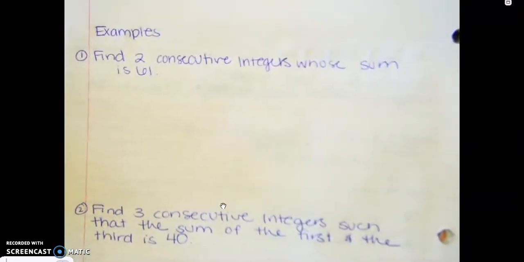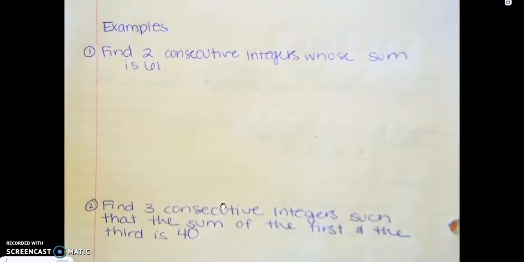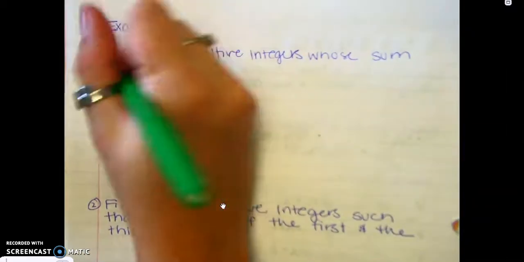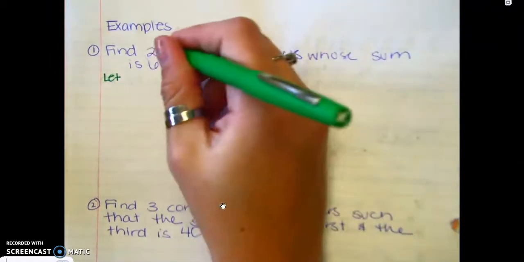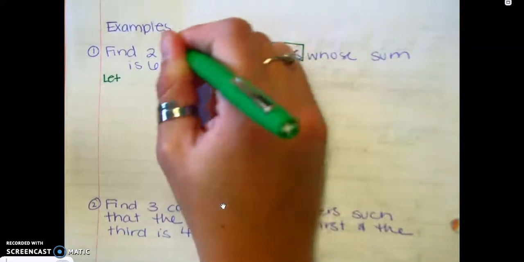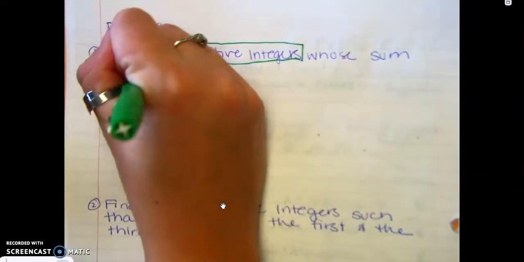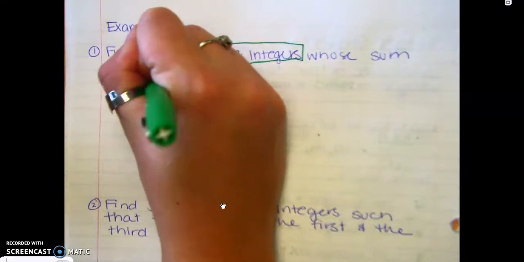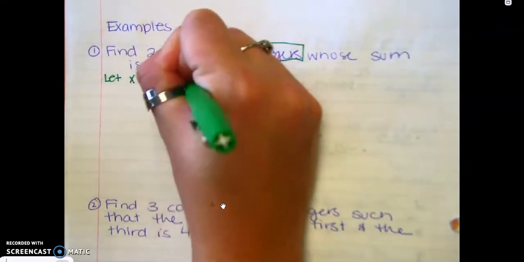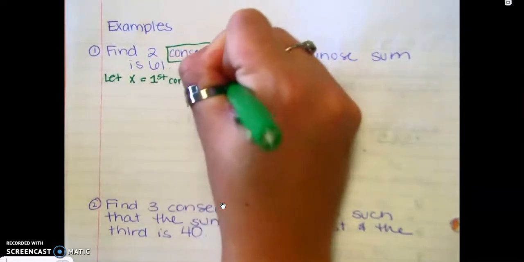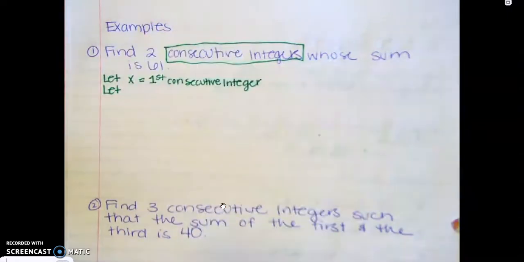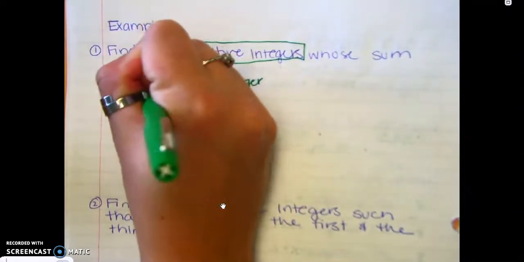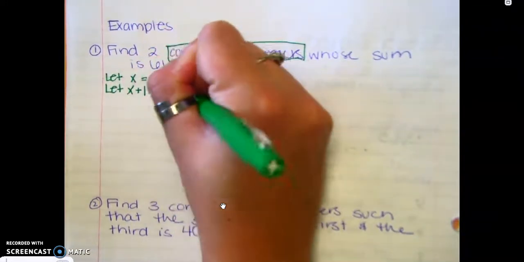The first example: find 2 consecutive integers whose sum is 61. The first thing you want to do, it's always going to help you, is write your let statements. I always think to myself, what are the things I don't know? I don't know what the 2 consecutive integers are, so that's the thing I'm going to make my variable. I'm going to let x equal the first consecutive integer. And then I know that to get to the next consecutive integer, all I have to do is add 1 to it. So that'll be the second integer.